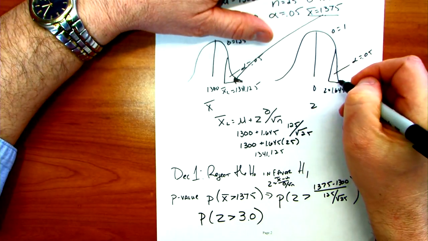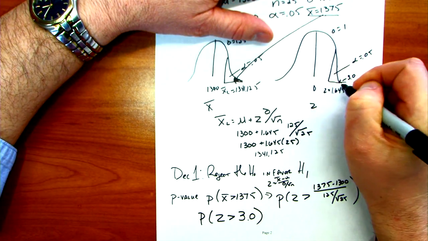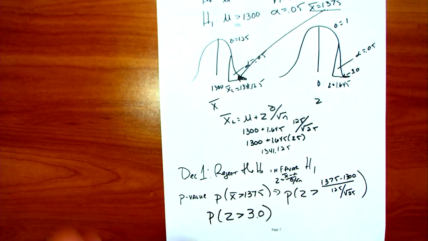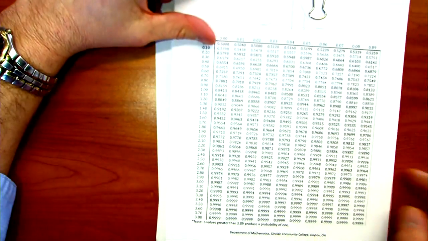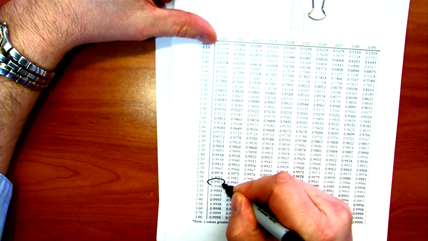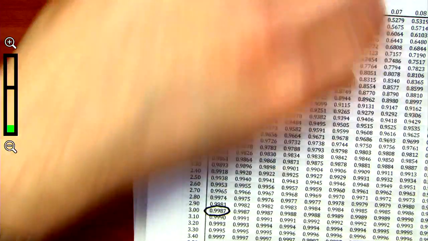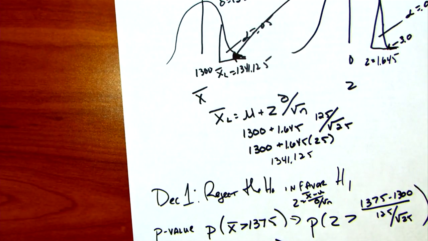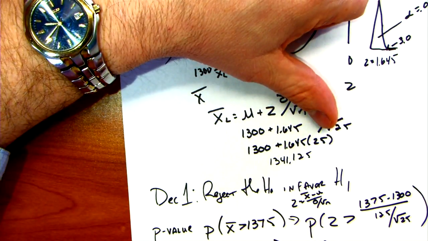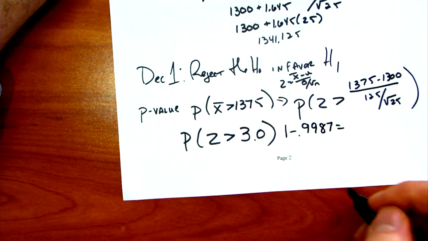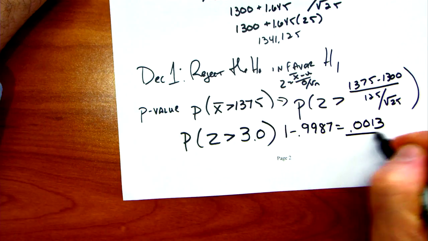Okay, so 3.0 is over here. So these things are the same. 1375 in the x bar world is 3.0 in the z world. The probability that x bar is greater than 1375, well, let's see. Greater than 3.0. Let's look up 3.0. It comes out to be 0.9987, if you guys can see that. 0.9987. But we're looking for greater than that, so it has to be 1 minus 0.9987, which gives me 0.0013.